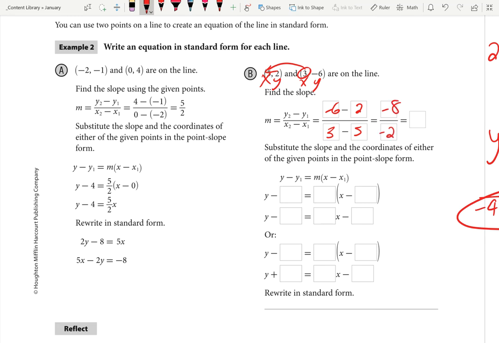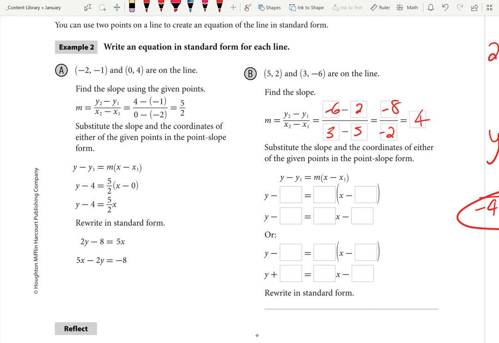So be careful with that subtraction. That can be kind of tricky. But we end up, -6 minus 2 is -8. 3 minus 5 is negative 2. And the two negatives actually end up canceling, making 8 divided by 2 actually just a positive 4. So the slope is 4.